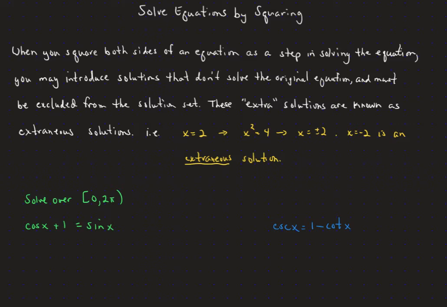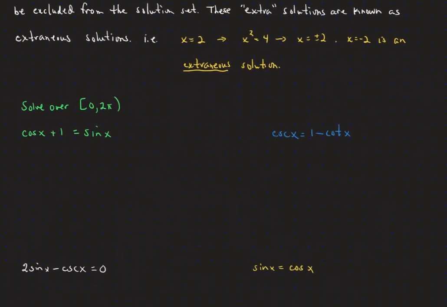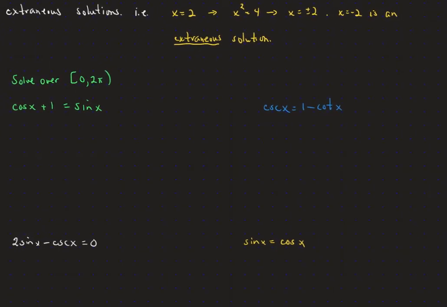For example, if we start with a very simple x equals 2, for which the only solution is 2, if you square both sides, you get x squared equals 4, which has two solutions, 2 and negative 2. So we would say in this case that negative 2 is an extraneous solution. Let's see how this is going to work in the context of some trig equations.